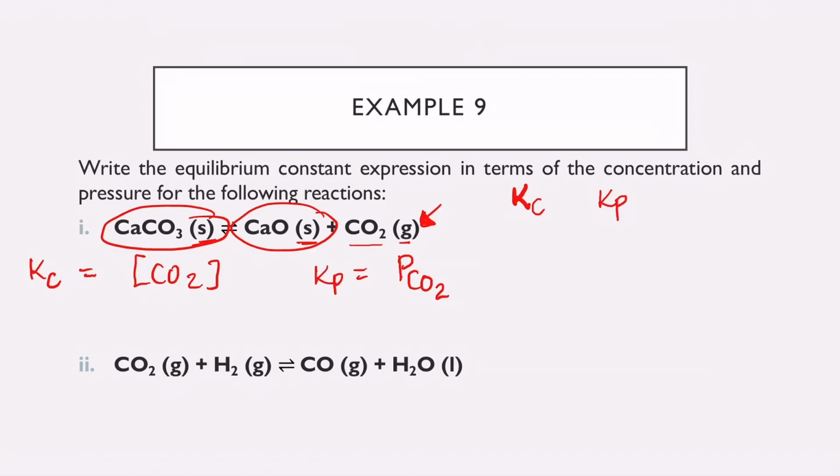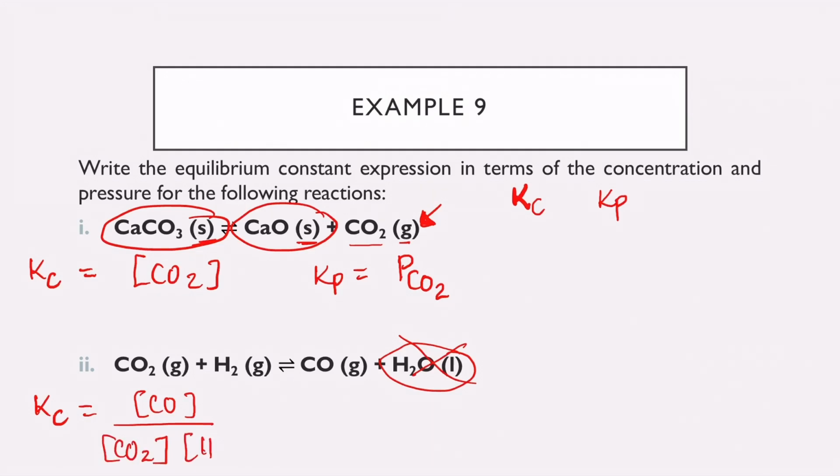Second question, how? Kc. There is a liquid here, so you're not going to include it in your expression. So CO over CO2, and then you have H2. Kp: partial pressure of CO over partial pressure of CO2 and partial pressure of H2. Okay, easy, right?